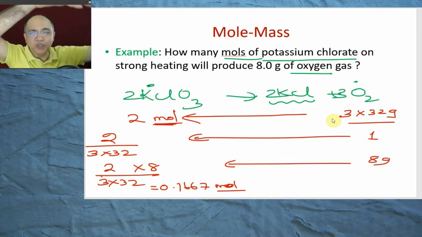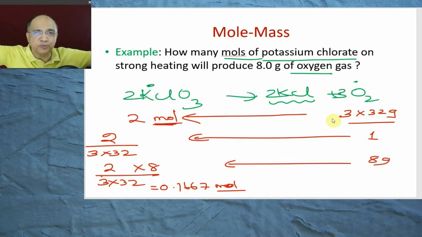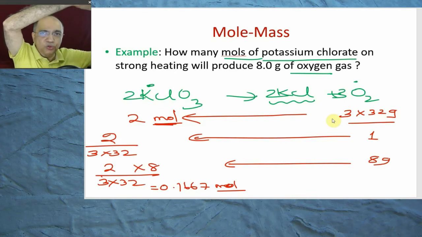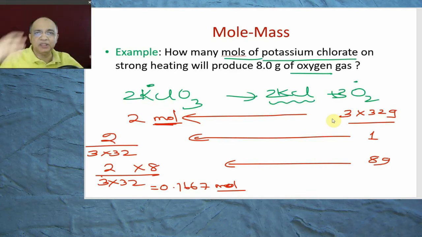I mean, their stoichiometry should be kept on the left, so that by the unitary method you can find out the mass of the mole of the product formed, or what is the molar mass of the reactant used to produce this many grams or this many moles of the product.